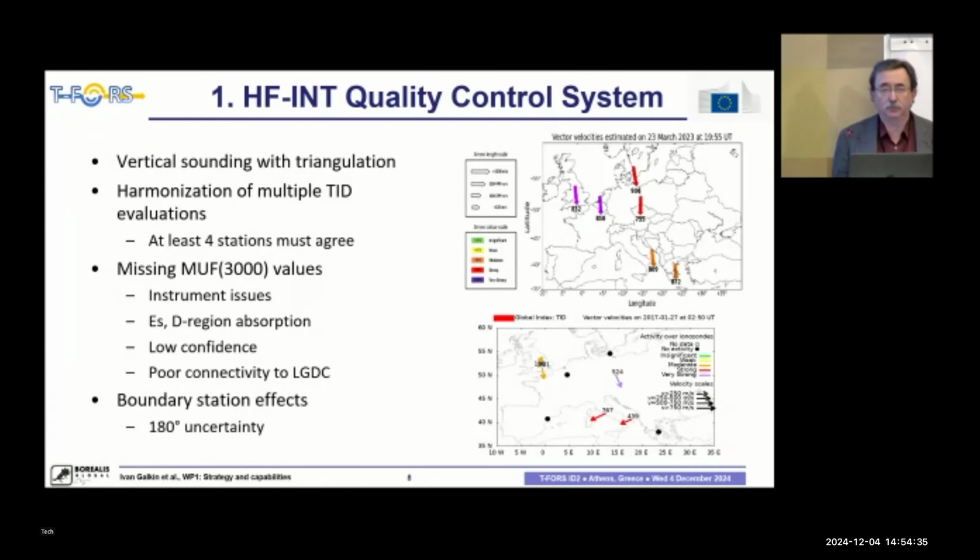Why wouldn't we be able to scale MUF 3000? We are doing that for decades. Instrument issues, yeah. Sporadic E layer that doesn't get us to the F2 layer. D-region absorption. Low confidence of auto scaling. Remember, there are robots sitting looking at these ionograms trying to figure out what the MUF 3000 is, so there are mistakes there. Poor connectivity to the data centers. Yeah, one of the real life issues. So all that is going to be indicated.